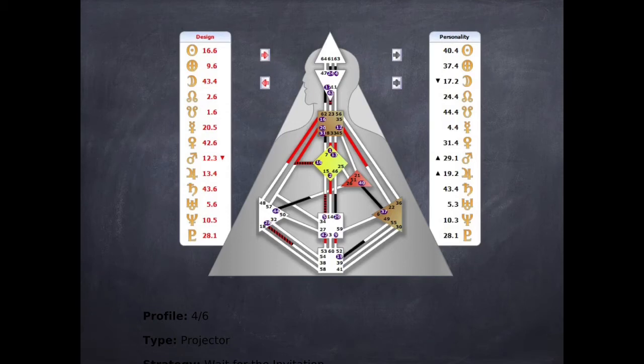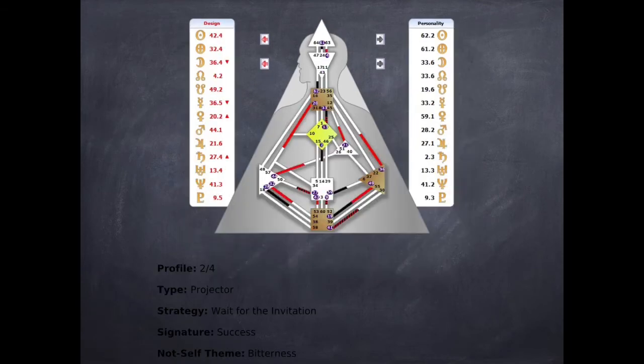So that's all I have to say about this chart. Of course, we could go on for hours and talk about every chart because there is so much information and detail in them. So let's move on to the next chart.